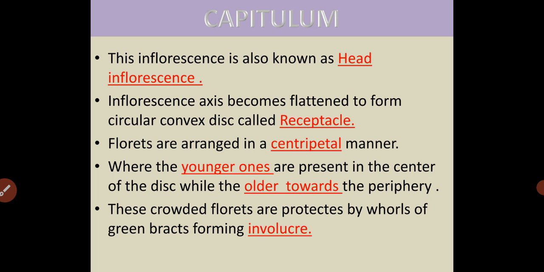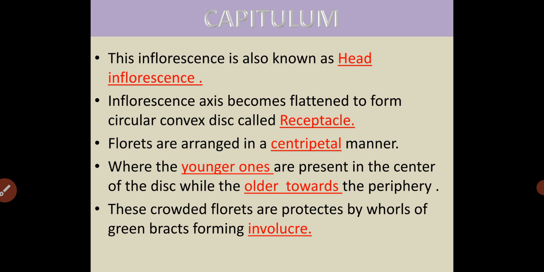The next one is the capitulum. This inflorescence is also known as the head inflorescence. Here the thalamus is somewhat convex in nature, on which the florets are arranged in centripetal manner, where the younger ones are present in the center of the disc while the older ones are towards the periphery. These crowded florets are protected by the whorls of green bracts forming the involucre.